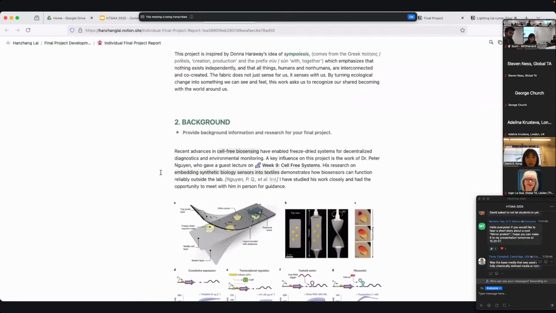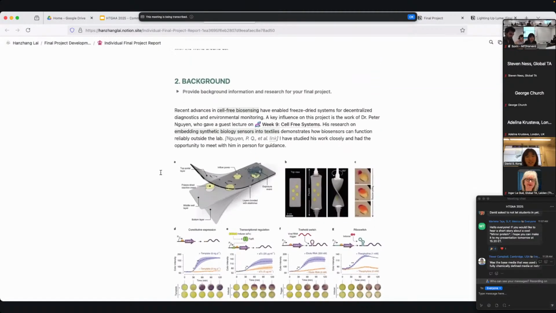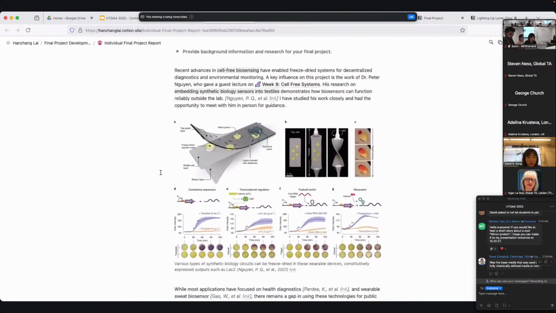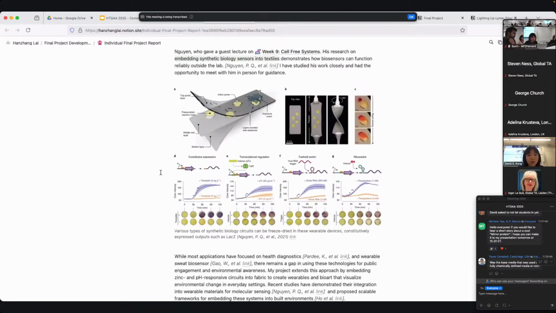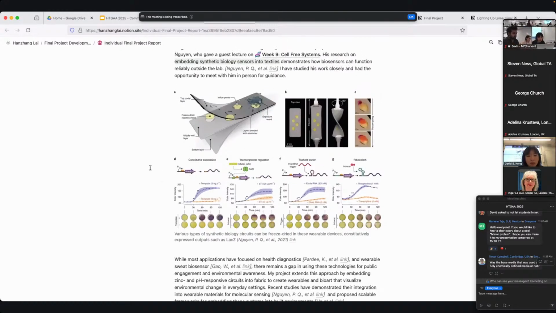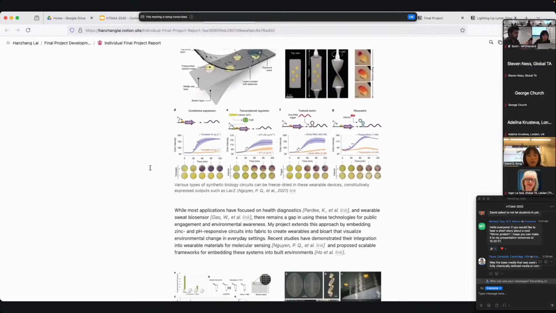And the key influence of this project is actually Dr. Peter Nguyen from the Bees Lab. And I actually got to meet him in person. It was really helpful. So this was the key paper that really influenced a lot of my designs and the way I structured it.